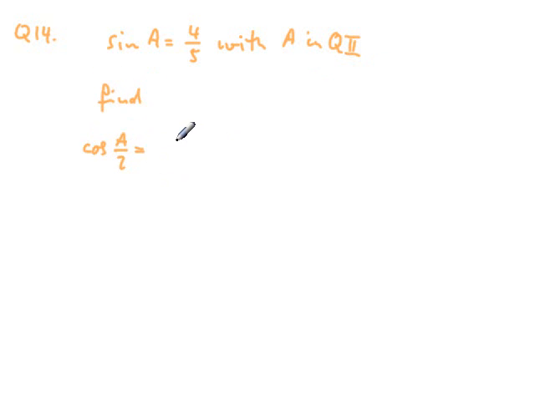choose that. I'm alright using that identity, so the square root of 1 plus cosine A divided by 2, and there we go, and then a plus minus in the front.